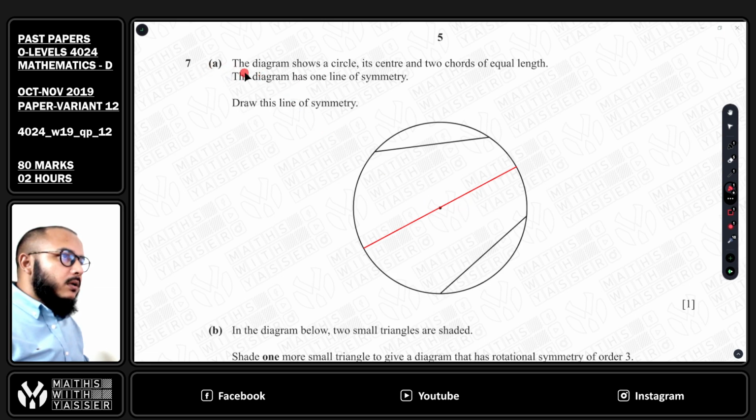Question number 7. The diagram shows a circle, its center and two chords of equal length. The diagram has one line of symmetry. Draw this line of symmetry. So these lines were provided in the question. So if I draw a line through the center like this, which is basically a diameter over here, then this will form a line of symmetry.